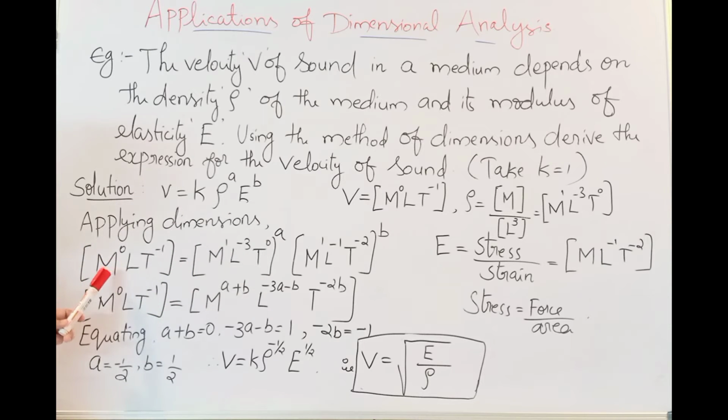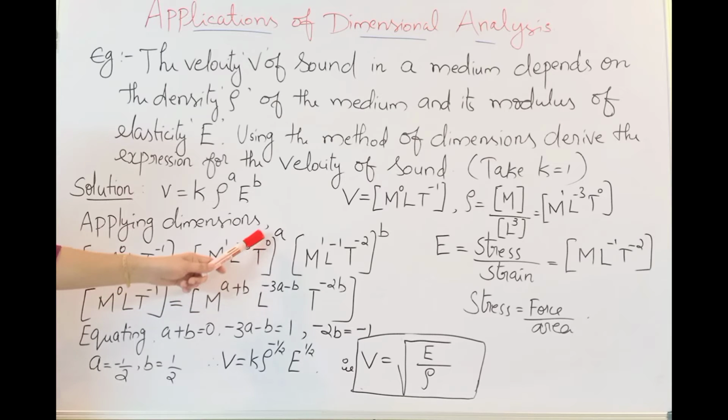Now we can equate the dimensions on both sides. First of all we can write it together, and after that we can equate. So what will we get here? On the LHS only one term is there, and on the RHS we have two terms. So what about the dimension of M? Here we have M raised to a and here M raised to b. So what will be the total? Yes, that will be M raised to a plus b. And what about the power of L? L has minus 3a here and minus b here. So the total will be L raised to minus 3a minus b. Okay. Then the powers of T.